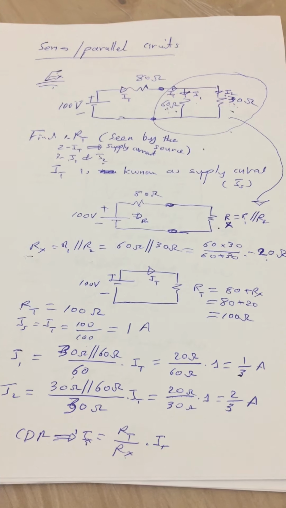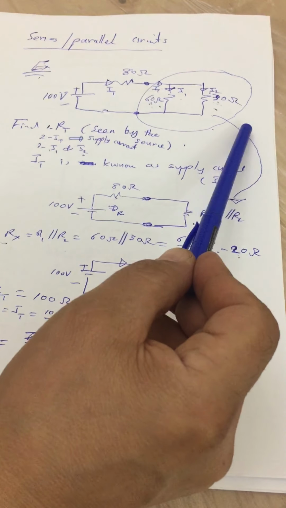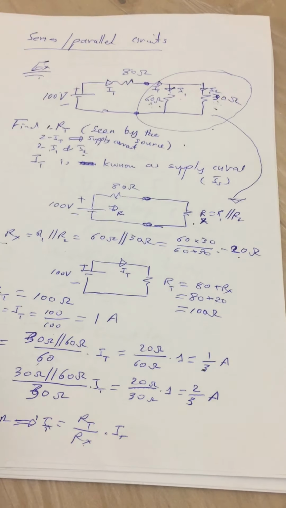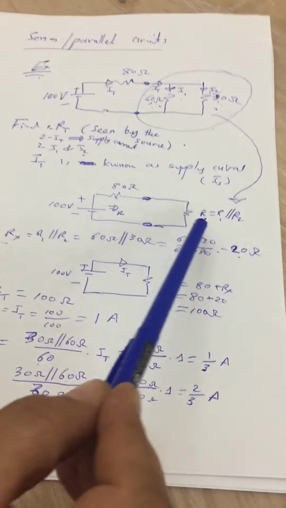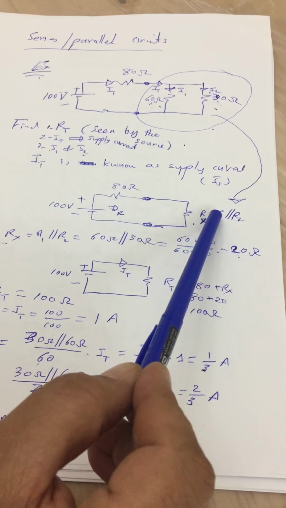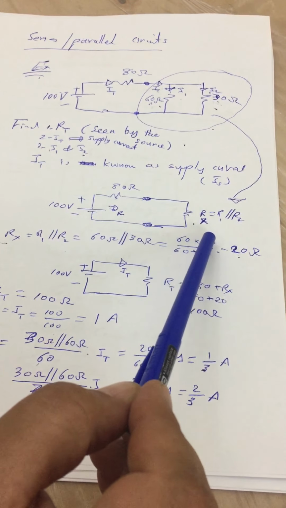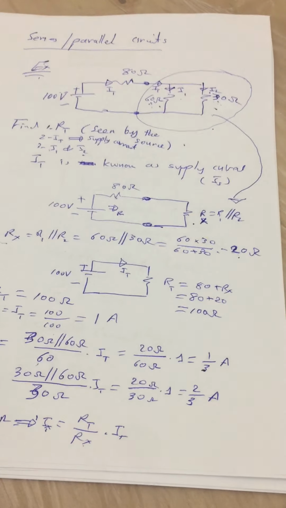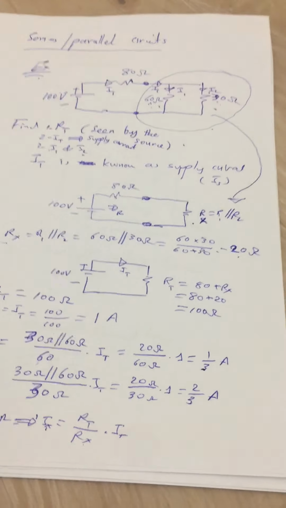So usually when we try to analyze circuits, we start from the far end. That's the far end of the circuit, and this is the beginning of the circuit. So we start from the far end. We see that the 30 ohms and the 60 ohms are connected in parallel. So we find Rx, the parallel combination of R1 and R2, which is 60 times 30 divided by 60 plus 30, and you will get 20 ohms. So the parallel combination of 30 and 60 is 20 ohms.